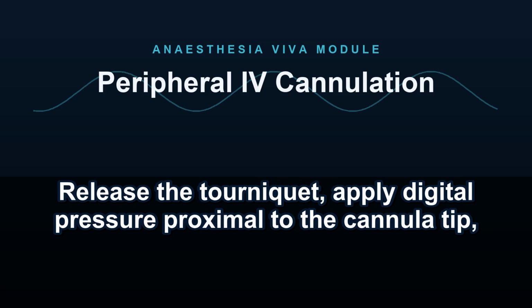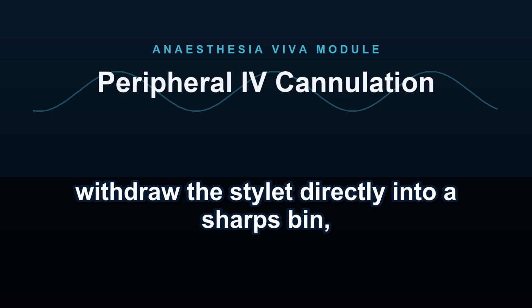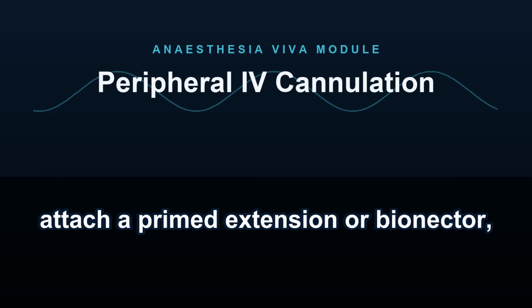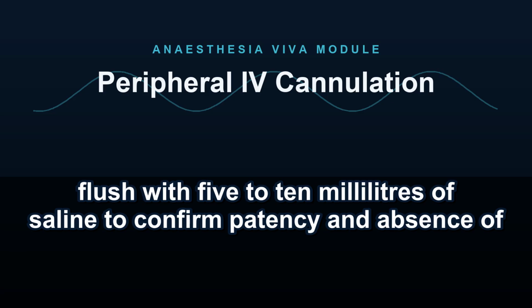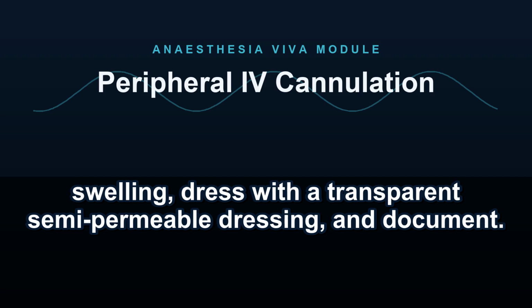Release the tourniquet, apply digital pressure proximal to the cannula tip, withdraw the stylet directly into a sharps bin. Attach a primed extension or bionector. Flush with 5 to 10 milliliters of saline to confirm patency and absence of swelling. Dress with a transparent semi-permeable dressing, and document.